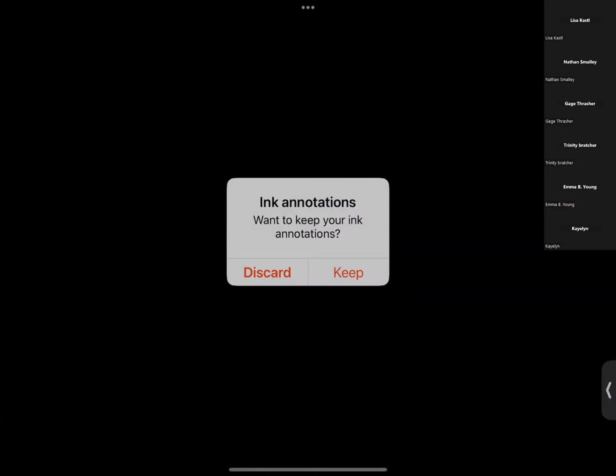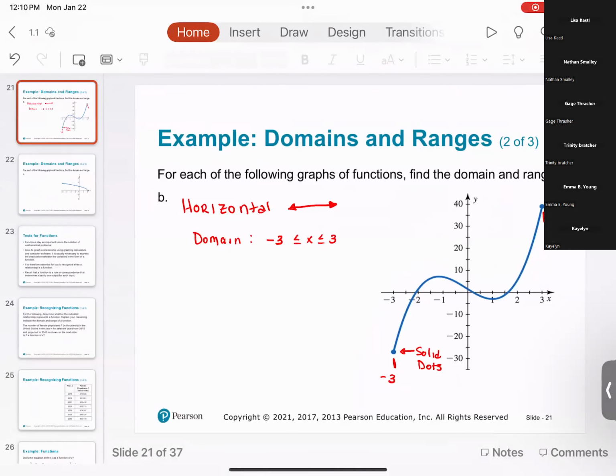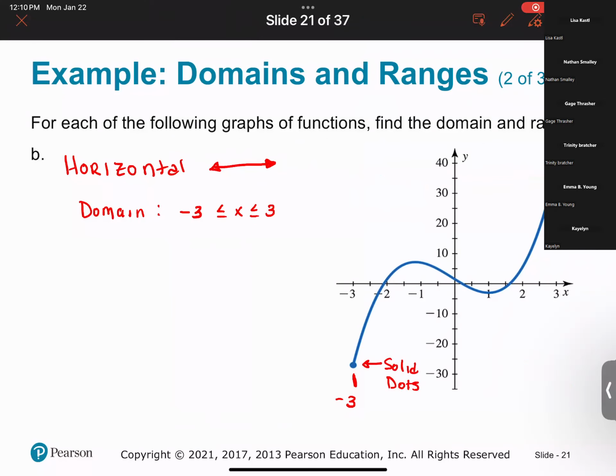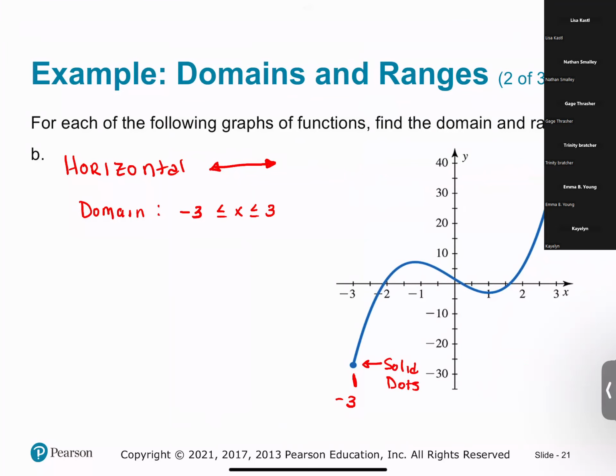We could also write this in interval notation. We could write a bracket, negative 3, comma, 3. It means the same thing. When we separate numbers using a comma and put brackets around them, it means exactly the same thing as that inequality. They're exactly the same thing. All right, what's the range?